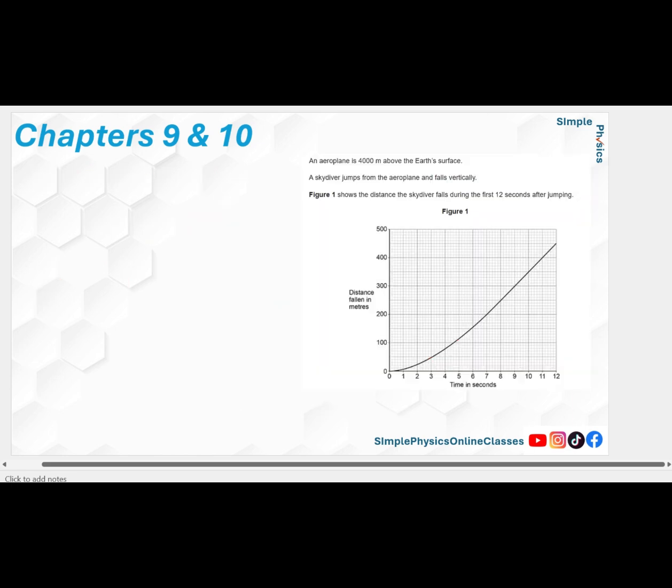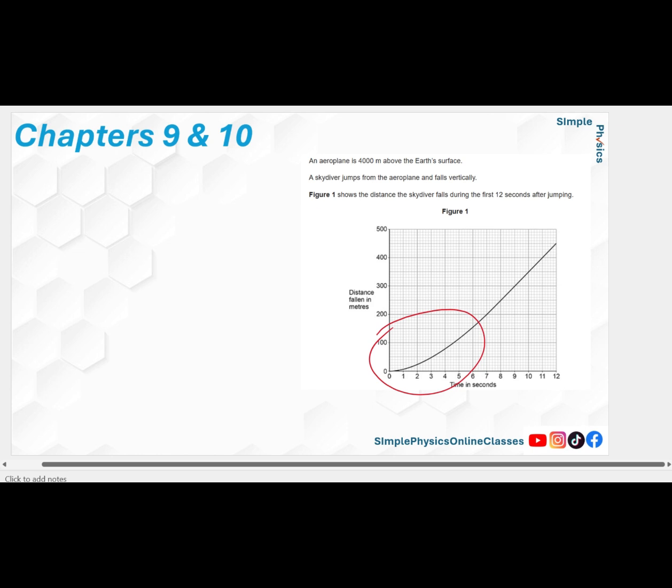Okay, so an aeroplane is 4,000 meters above the Earth's surface. A skydiver jumps from the airplane and falls vertically. Figure 1 shows the distance a skydiver falls during the first 12 seconds. So if you look here, you've got this bit increasing. So this is a distance-time graph.